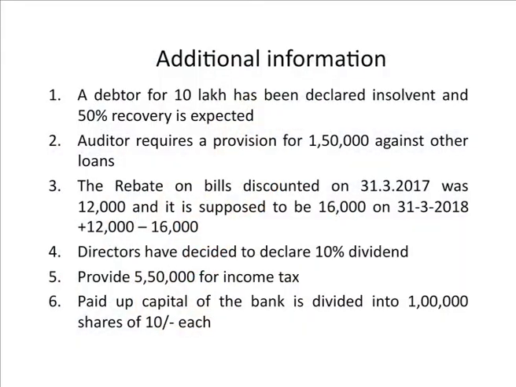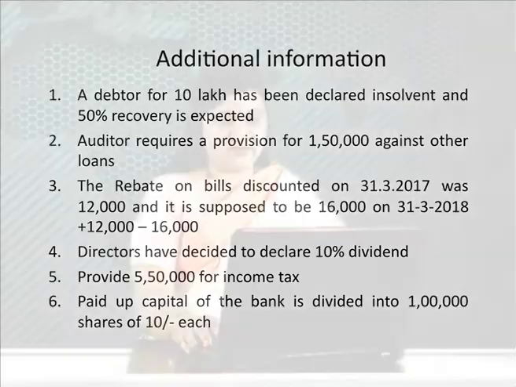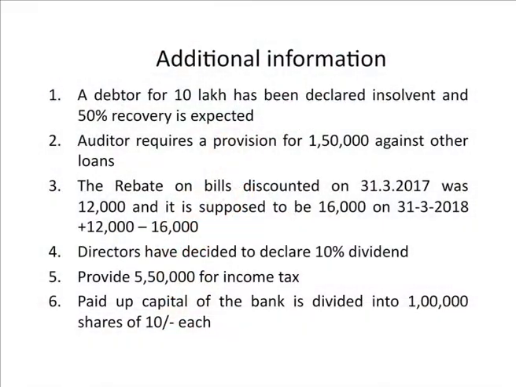It will again fall under the provisions and contingency schedule or note. The rebate on bills discounted as on 31st March 2017 was 12,000 and it is supposed to be 16,000 as on 31st March 2018. So opening rebate on bills discounted is 12,000, which we will add in the interest and discount, and 16,000 we will subtract. So we will make a note to accounts for our schedule 13 and these adjustments will be made accordingly. We can directly make the adjustments under the inner columns in schedule 13, but it is preferred that a short note or working note is prepared and the final figure is inserted in schedule 13.